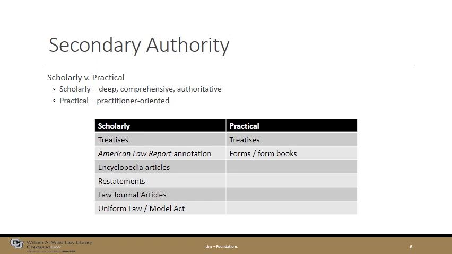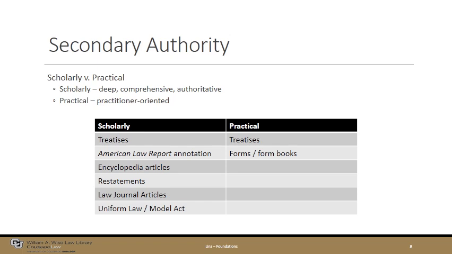The opposite view of that is a practical secondary authority publication. Really what we mean by practical is it's practitioner oriented. It's not likely to cover a subject area as deeply or as well as a scholarly publication. It's really designed to help the practitioner get an orientation to a subject area, what the key cases and key statutes are typically within a particular jurisdiction, and provide guidance to practice law in that area.